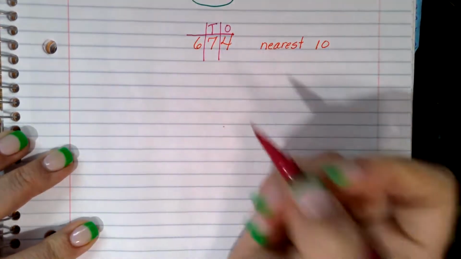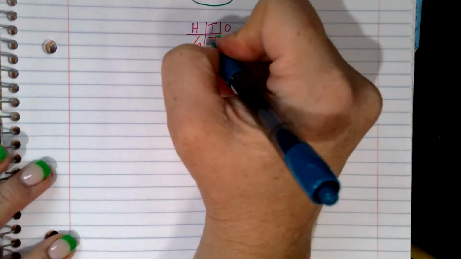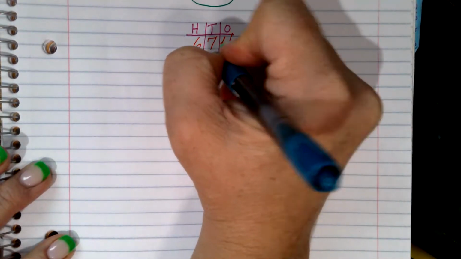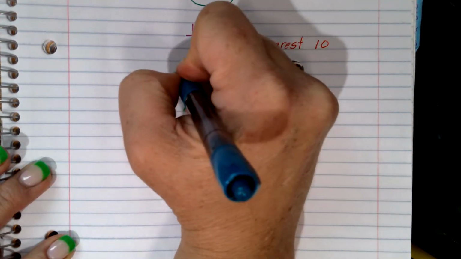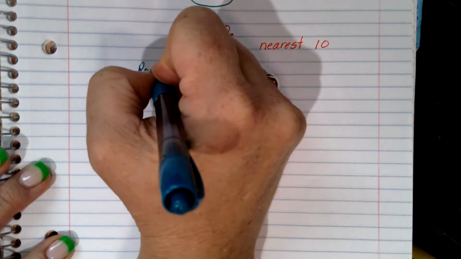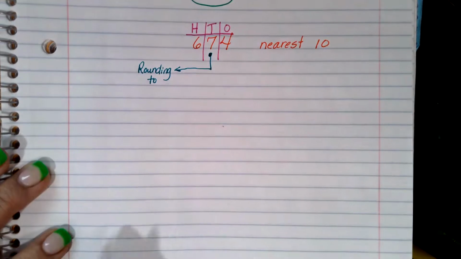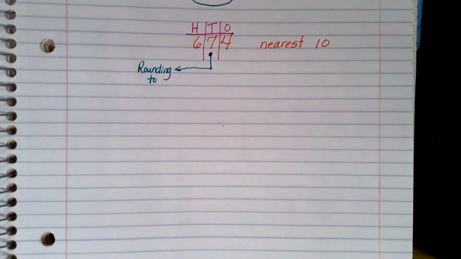Ones, tens, hundreds. We are rounding to the nearest 10. Here's our tens. This is what we're rounding to. The place value to the right is going to help us make a decision.